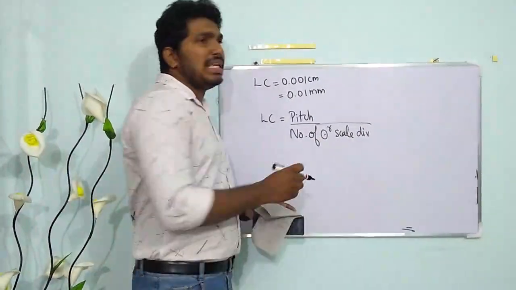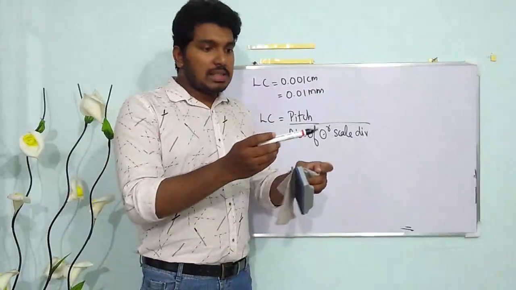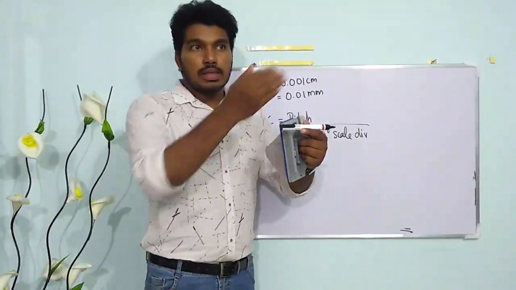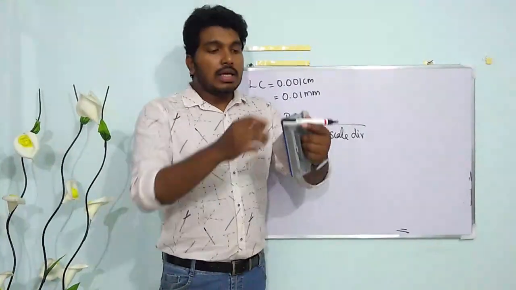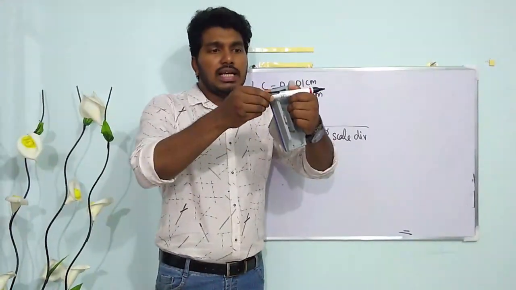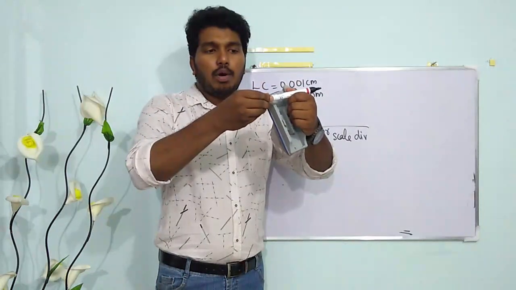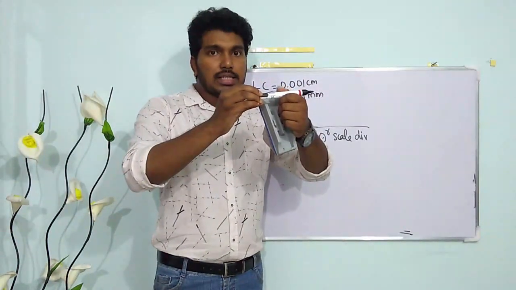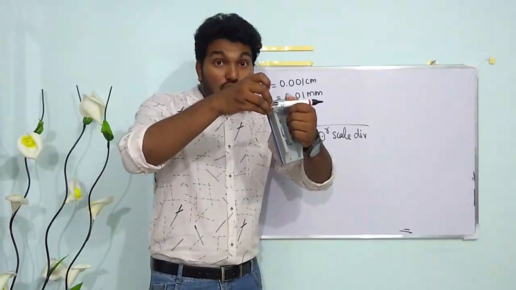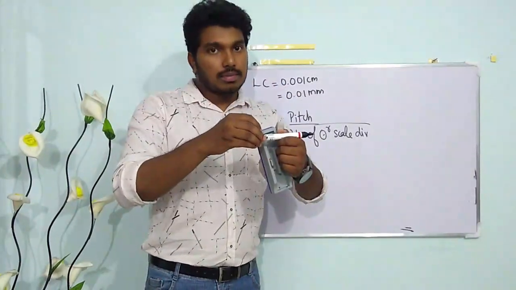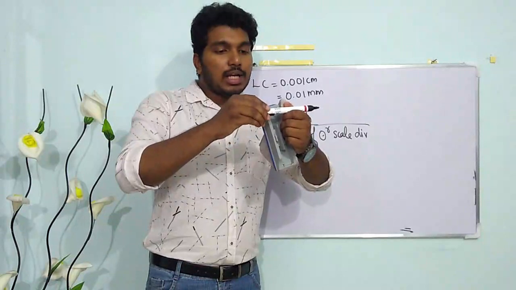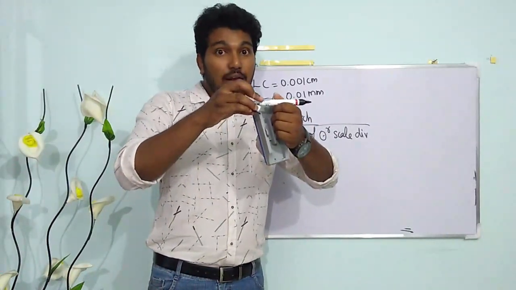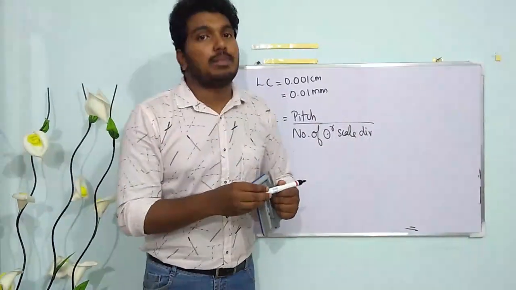Okay. Now pitch means, suppose the screw gauge is shown on the screen. You can see a circular scale also there. Now suppose the circular scale is rotated. Upon one complete rotation, the distance moved by the circular scale along the main scale, that we call it as a pitch.